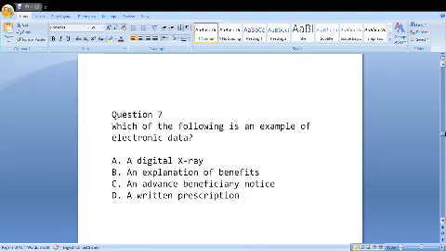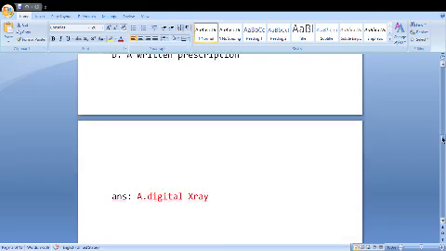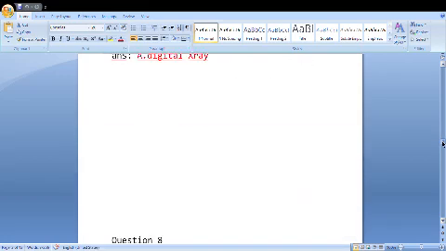Then the seventh one, which of the following is an example of electronic data? Option A, digital X-ray. Option B, an explanation of benefits. Option C, advance beneficiary notice. Option D, a written prescription. Which of the following is electronic data? As we know, the right answer is option A, digital X-ray.